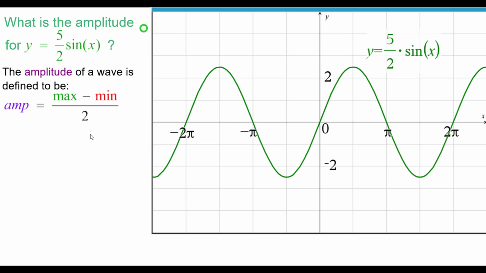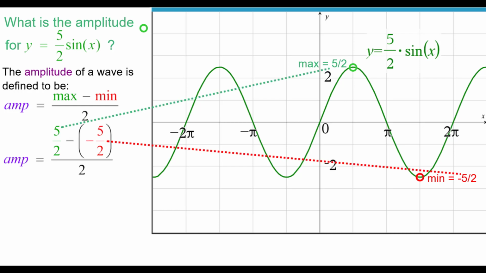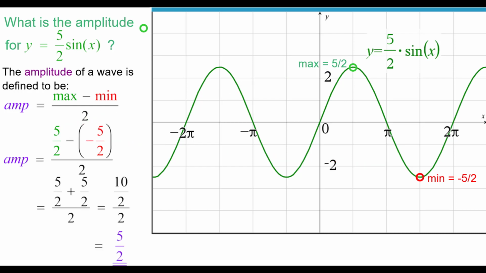Here again is our definition. Amplitude is max minus min, all divided by 2. So the maximum's at 5 halves, the minimum is at negative 5 halves. And subtracting those two, we get 5 halves plus positive 5 halves is 10 halves, and that's going to be 5, but divided by 2. So 5 halves is the amplitude, and we can see it graphically from the max to the line containing the points of inflection, which in this case is the x-axis, and from the min to the x-axis in this case. Pause as needed.